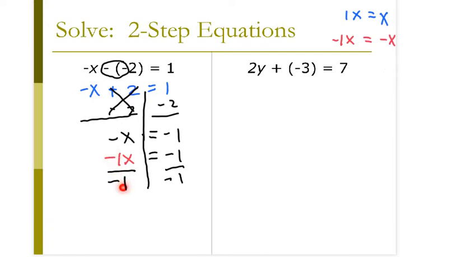+1 times x is just going to leave us with x here. In other words, these two undo each other. Multiplying by -1 is undone by dividing by -1, leaving us with just x on the left side. Now we want to bring down our equal sign, and we again remember that a negative divided by a negative gives us a positive. So here we're going to end up with a +1. So however we look at it, we get x equals 1.